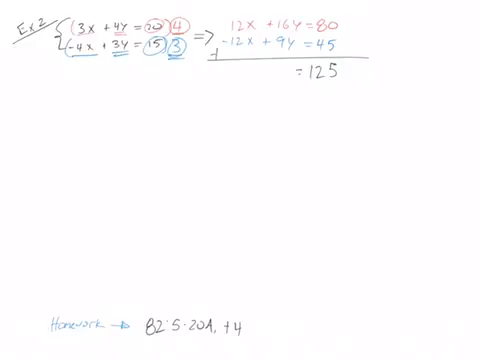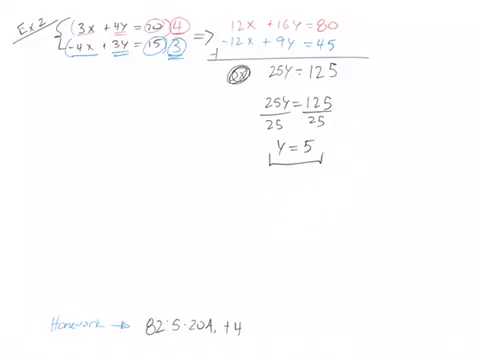125. This is going to give me 25y's. It's going to give me 0 x's, or just simply 0. So I'm going to have 25y is equal to 125. You divide by 25, you get y by itself. You'll get y is equal to 5. So again, half my answer.